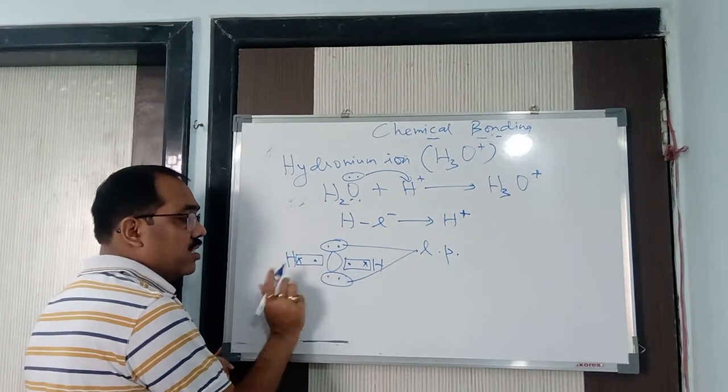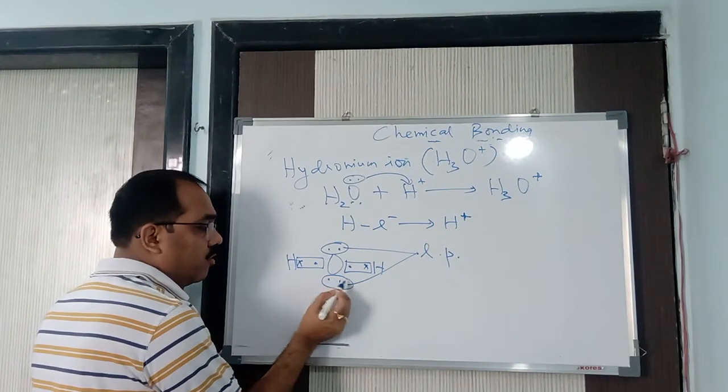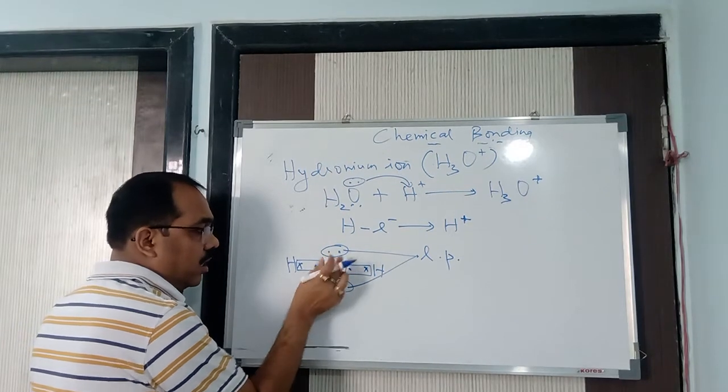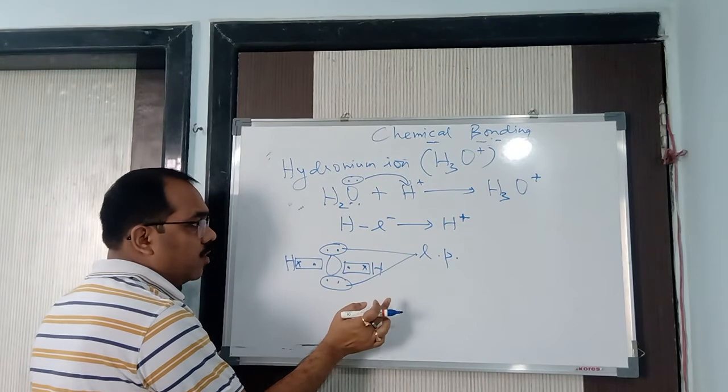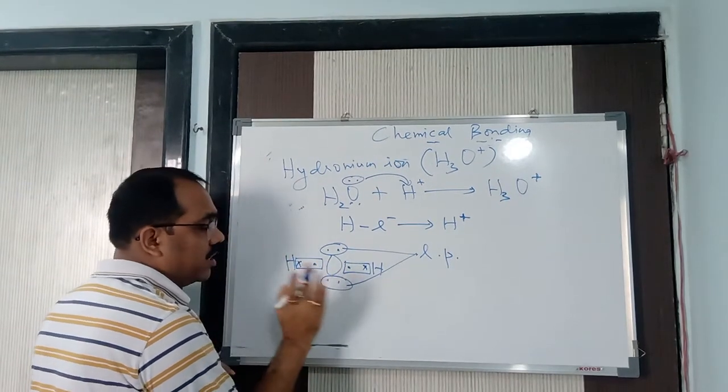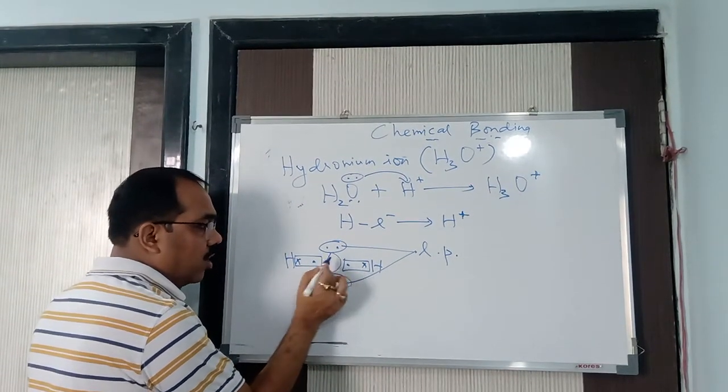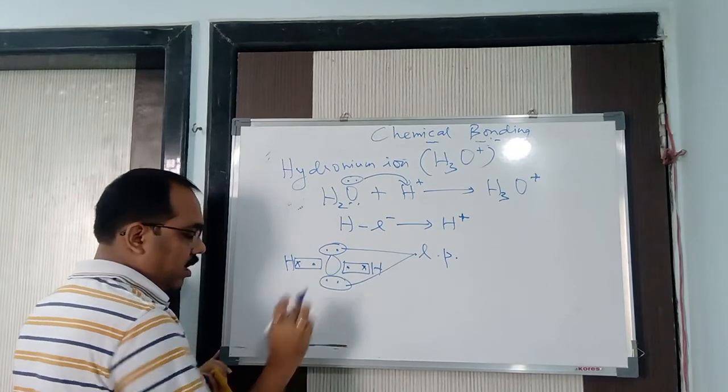After it has attained the octet structure, you can see 1, 2, 3, 4, 5, 6, 7, 8. It has attained the octet structure. Then we are having two pairs of electrons left out, which do not participate in bond formation. This is known as a lone pair. I think it's clear, and we are talking about the central atom only, not any other atoms.